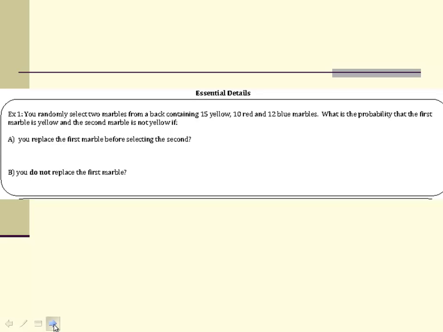I randomly select 2 marbles from a bank containing 15 yellow, 10 red, and 12 blue. Okay, because I want a probability, I need a total. So how many total marbles are there? Well, if I add 15 and 10 and 12, I get 37 total marbles. What's the probability that my first pick is a yellow and then the second one is not yellow? So here's the way I write it. Yellow and not yellow.